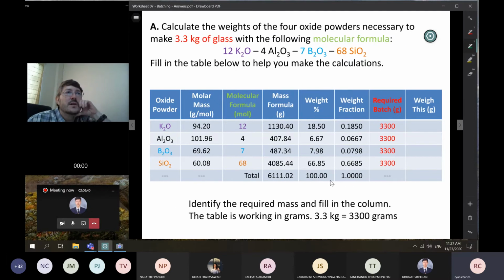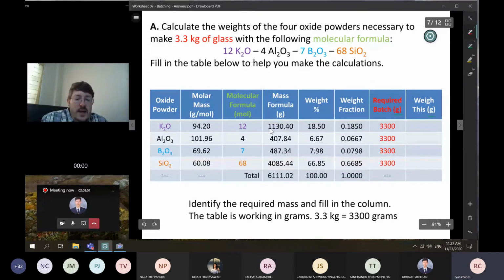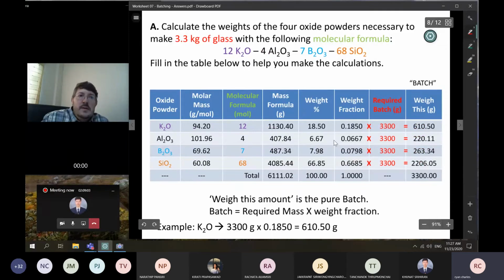Required batch. We want to make 3.3 kilograms. All right. So that is 3,300 grams. All right. This column was in grams. And again, this was in grams. So how do we figure out how much to weigh now? Multiply. Multiply how much we want by each weight fraction, all right? And you get this. And again, watch the decimal places, right?